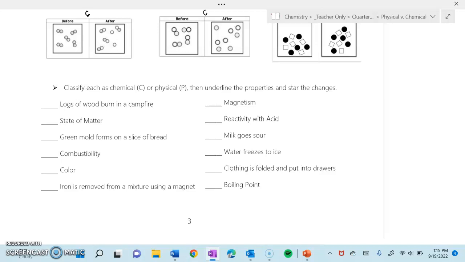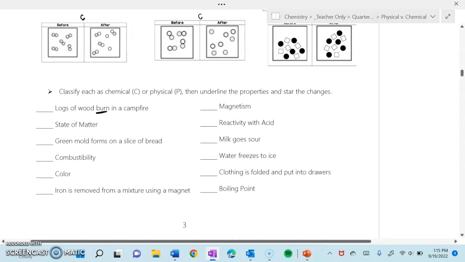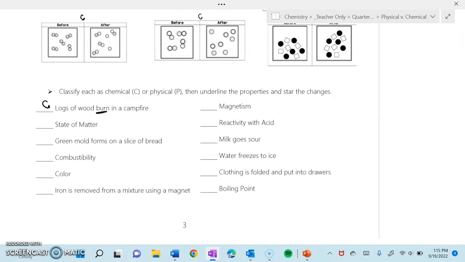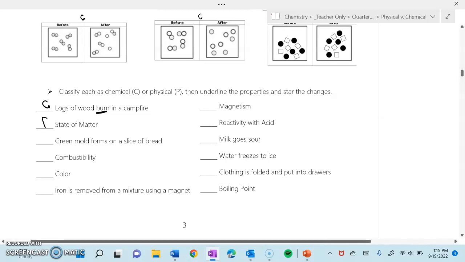Just labeling C or P if it's chemical or physical. Logs of wood burn in a campfire. When I see burn, that's telling me reaction. That's chemical. State of matter. Remember we talked about state of matter. If I am observing if something is a solid or a liquid or a gas, does that require a reaction? Nope. Physical.